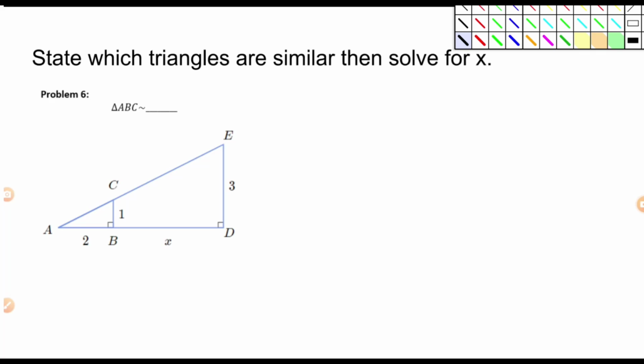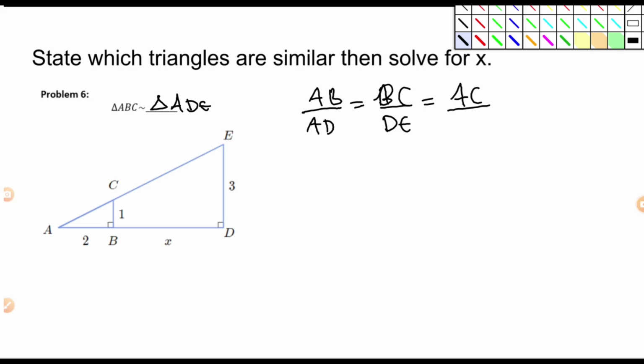All right, same thing. Same triangle, triangle ADE. And then write out my proportion, step 2. So AB corresponds to AD. And BC corresponds to DE. And lastly, AC corresponds to AE. And then after that, substitution.